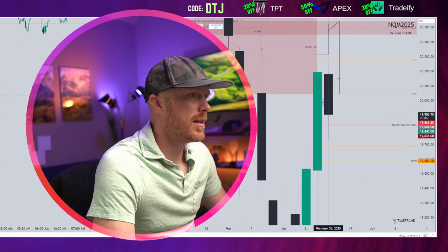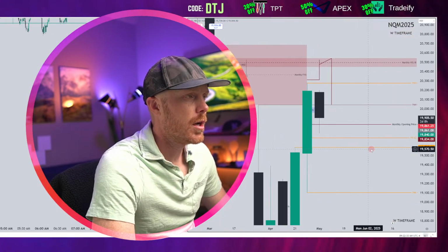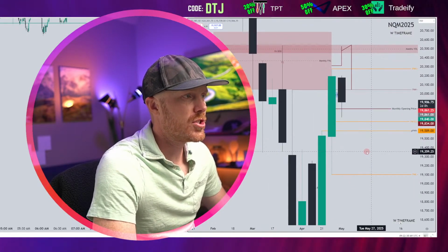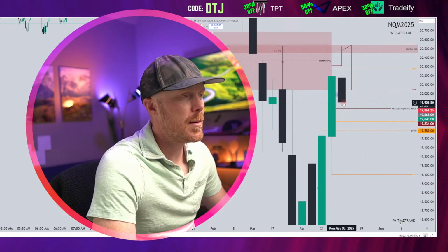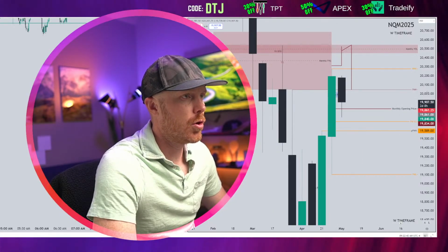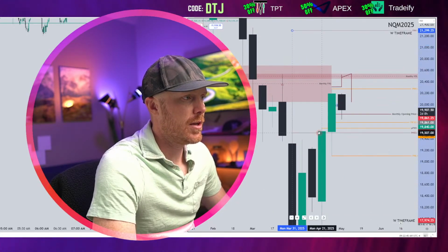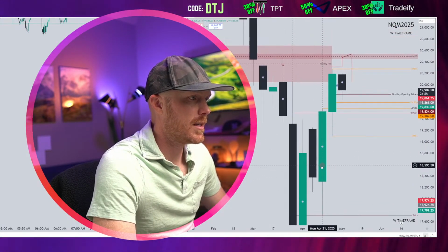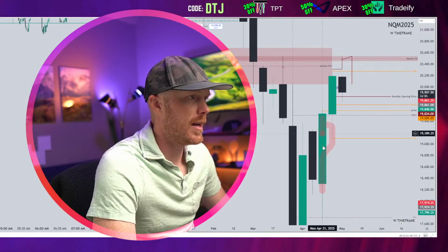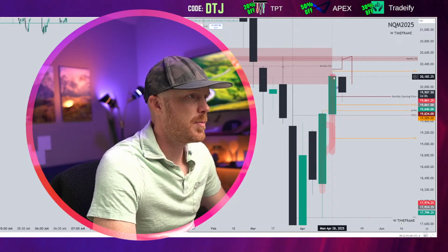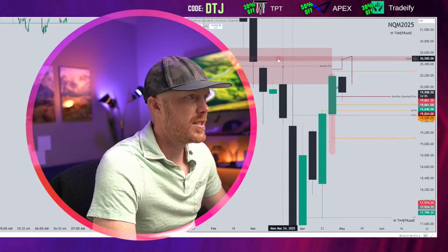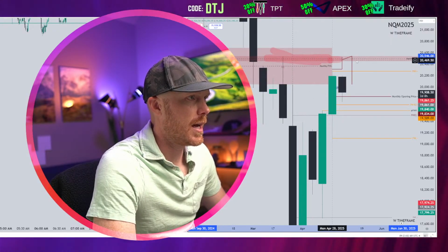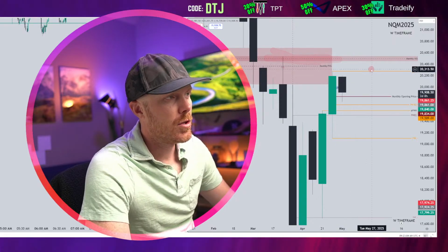If we take a step further and we look at a higher time frame, we're at the midpoint of the week. Okay, so we've had an expansion candle here, we've had an expansion candle here. We still have not ran this high. We still have not ran this high right there.